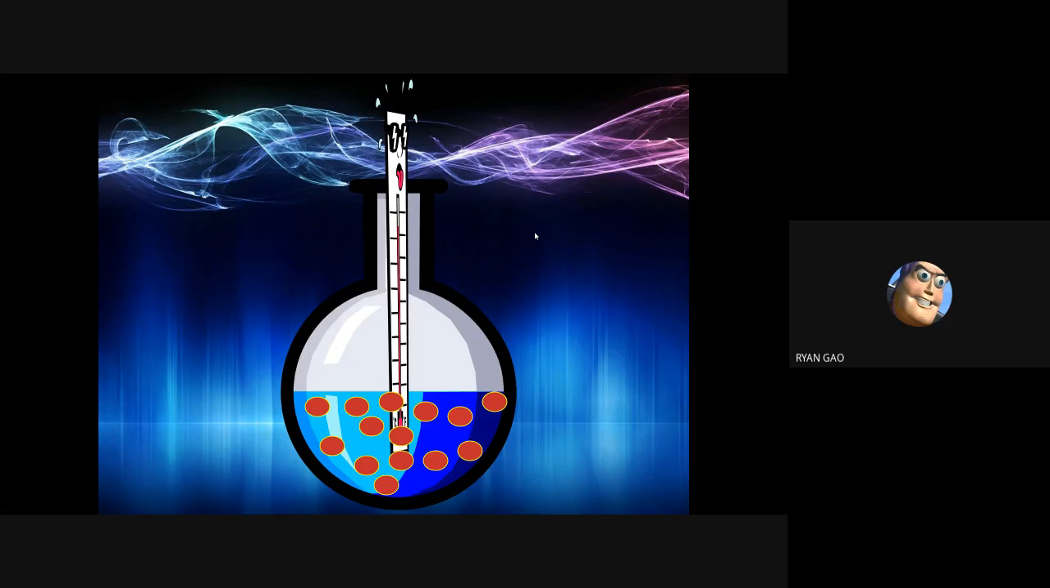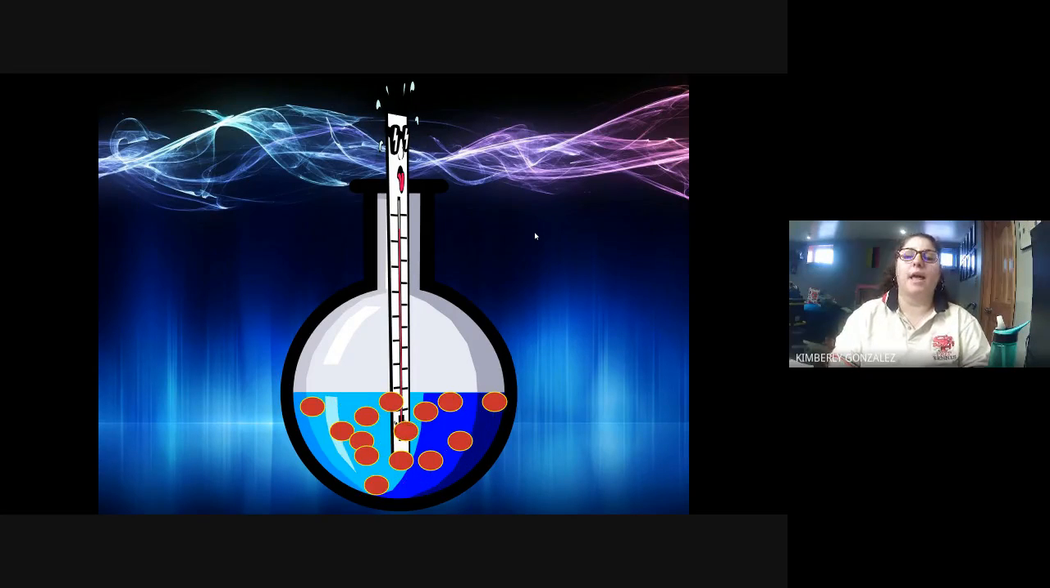Are they going to move around faster? Exactly. They're going to move around faster, right? And as they move around faster, they're more likely to collide. They're going to collide with each other. They're going to collide with the outsides of the round bottom flask. They're going to collide with the thermometer.